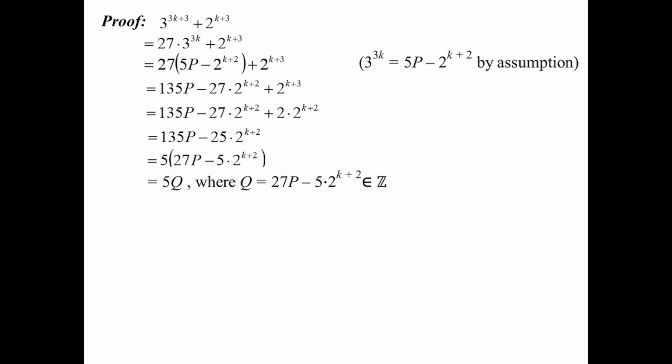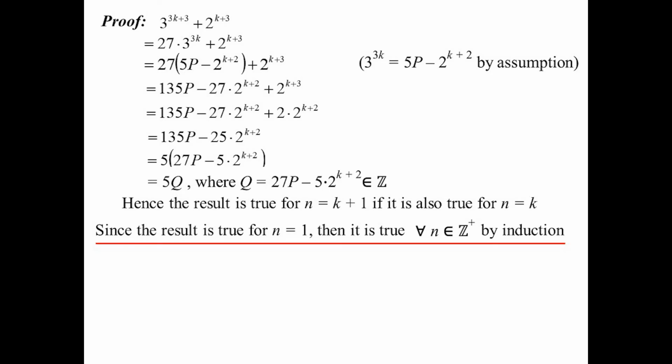So yes, it is safe to say 27p minus 5 times 2 to the power of k plus 2 is an integer. So hence it's true for k plus 1 if it's true for k. And since we proved it for 1, then we can now induce that yes, it would be true for all integers.